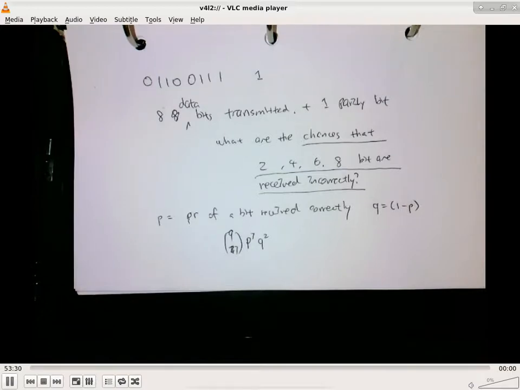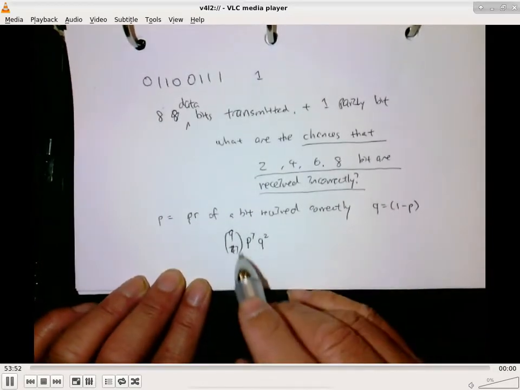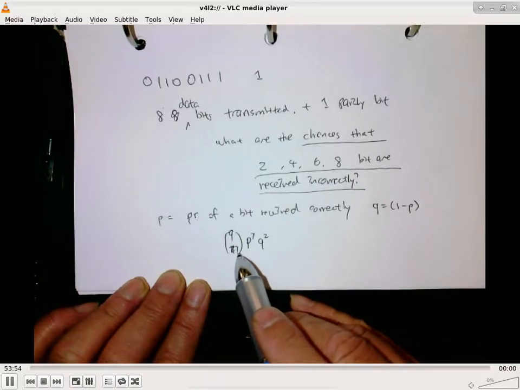You could mark them like T and F. Would it be easier to mark those as true and false, so it's kind of self-documented? Well, you can define the variables any way you want. That's the whole point. I just need to know what the variables mean in this context. Okay, is that okay? 9 choose 7, and we're choosing the number of bits received correctly.